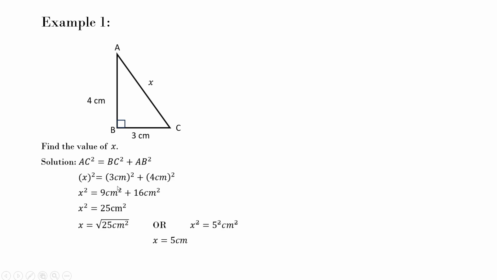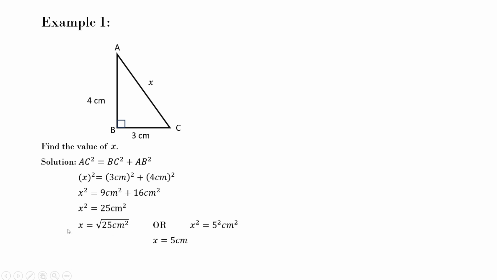AB is 4. And then remember, this is squared, so the centimeters will also be squared. So it's 3 squared and centimeter squared. 3 squared is 9, centimeter squared remains centimeter squared. 4 squared is 16, centimeter squared. So now these are like terms because they both have the unit centimeter squared. That is why we are going to add 9 plus 16. It gives us 25 centimeter squared.